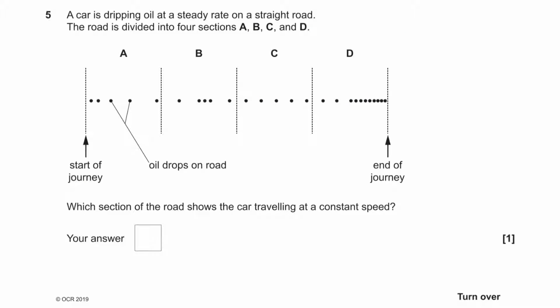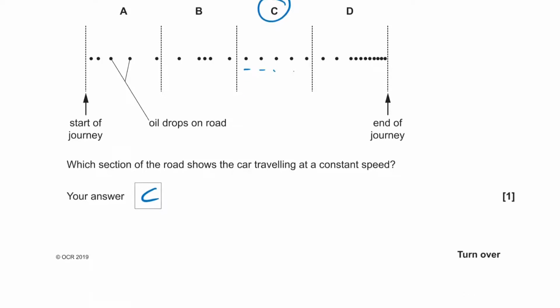5, a car is dripping oil at a steady rate on a straight road. Which section of the road shows the car traveling at a constant speed? Are you serious? That's ridiculous. It has to be C because they're equal distances apart. Wow. I think that's possibly the easiest multiple choice question I've ever seen.